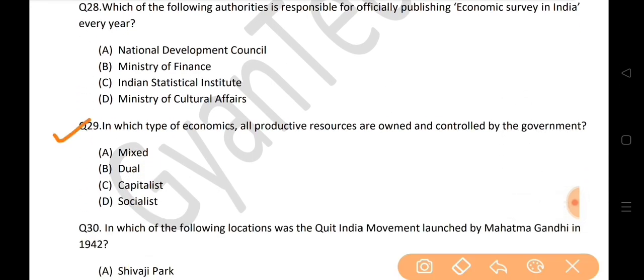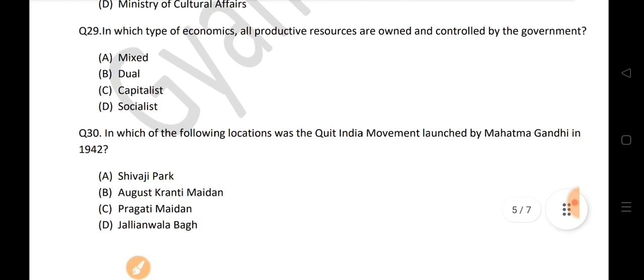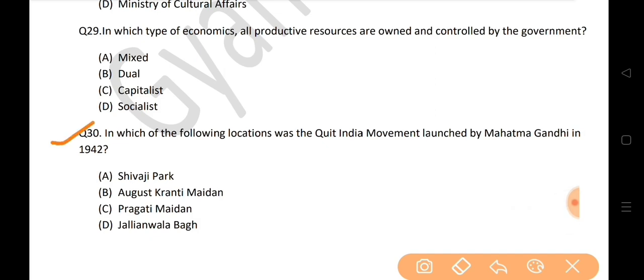Next question. In which type of economy all productive resources are owned and controlled by the government? Correct answer is option D, Socialist. Next question. In which of the following locations was the Quit India movement launched by Mahatma Gandhi in 1942? Correct answer is option B, August Kranti Maidan.